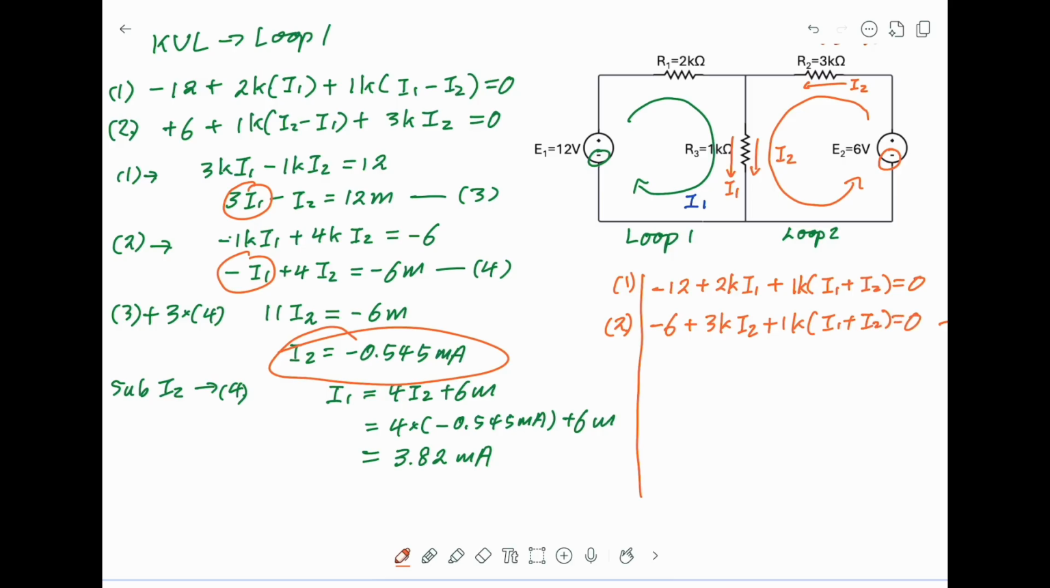So we have slightly different I1 and I2, but you can simplify that and solve it, and you will get I1 as 3.82 milliamp, and I2 you will get a positive value of 0.545 milliamp.